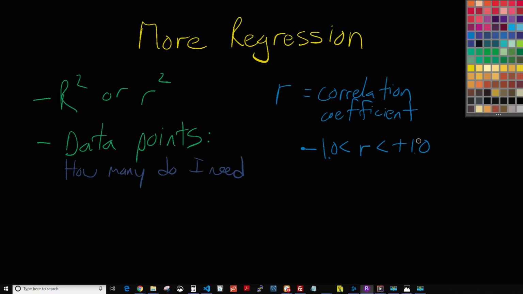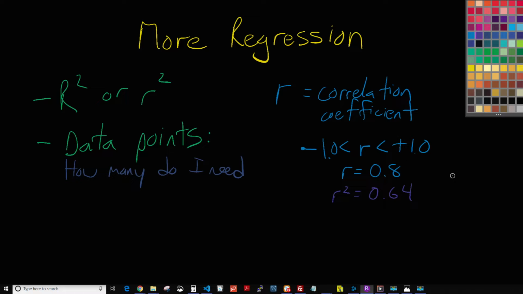So -1.0 to +1.0 is what r can be. And again, that's our correlation coefficient. And r squared is basically just whatever this number is, some number between -1 and +1 squared. So if we had, for example, an r of 0.8, then that would mean that our r squared would be 0.64. It'd just be 0.8 squared, so 0.64.